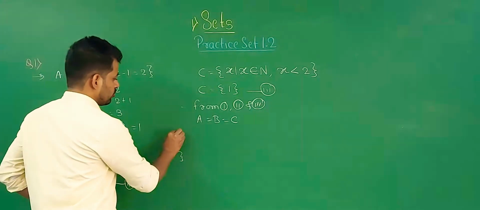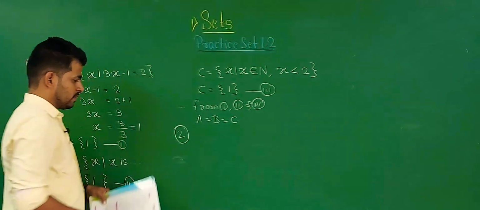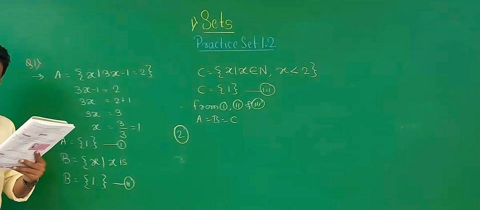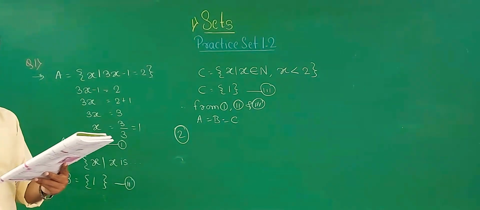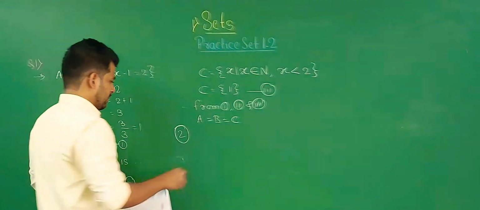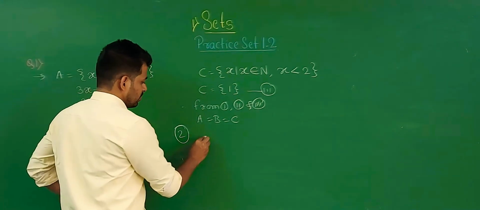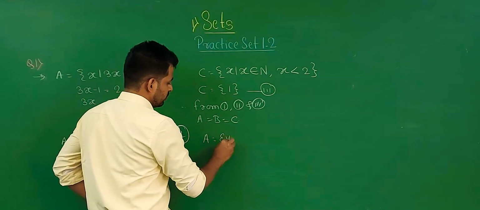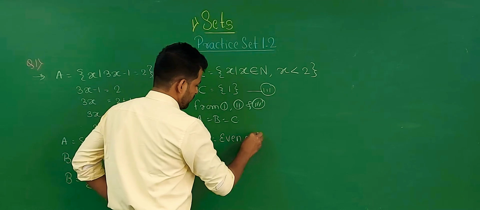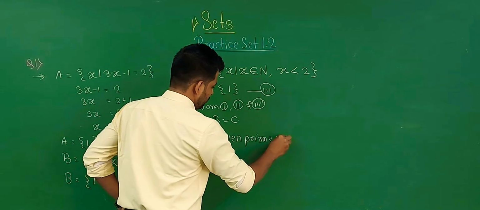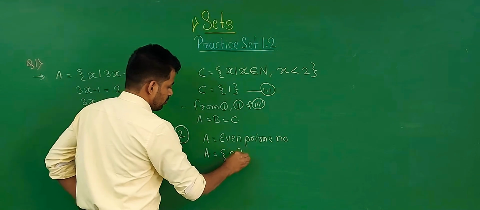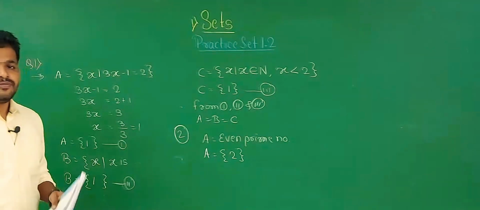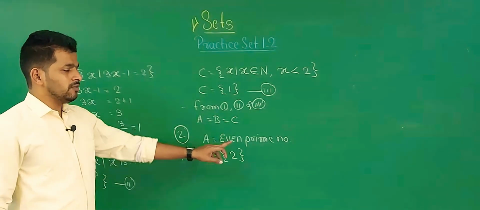We take question number 2. Decide whether set A and set B are equal sets. Give a reason for your answer. A is the set of even prime numbers. So A is equal to the even prime number. 2 is the only even prime number.